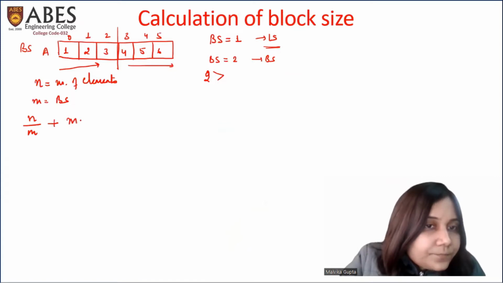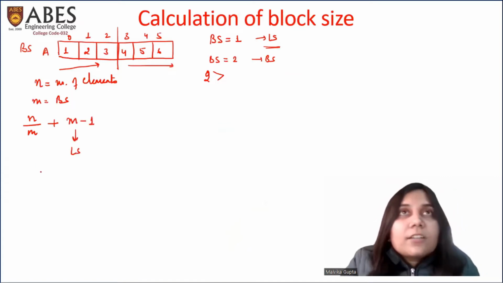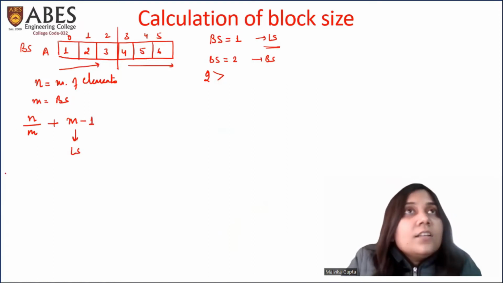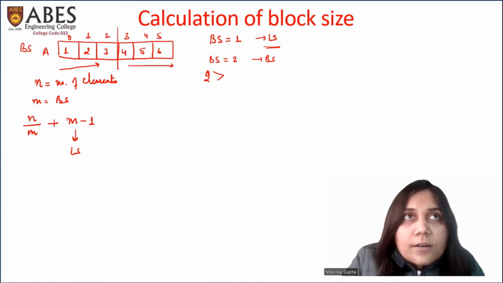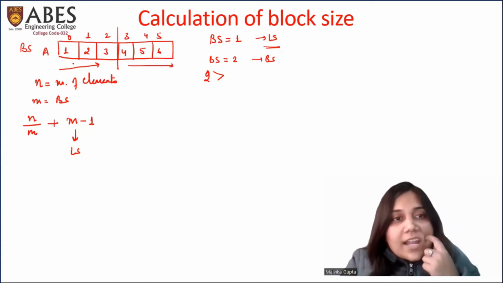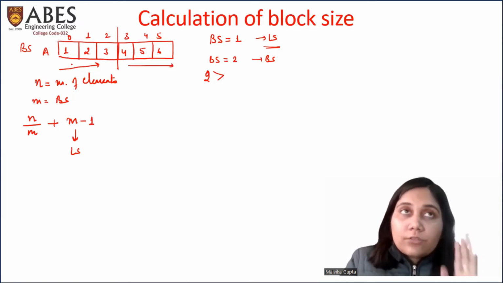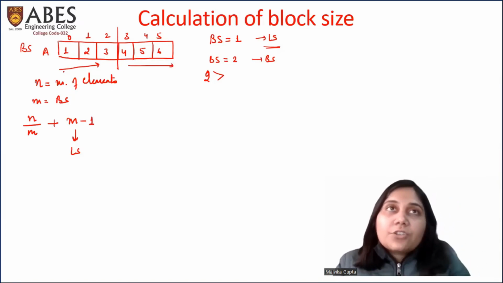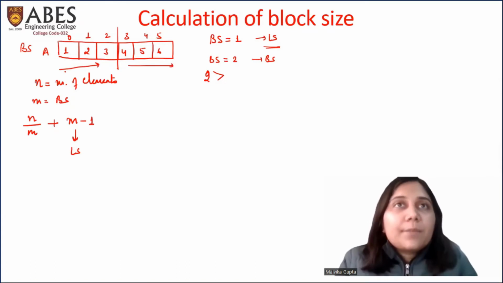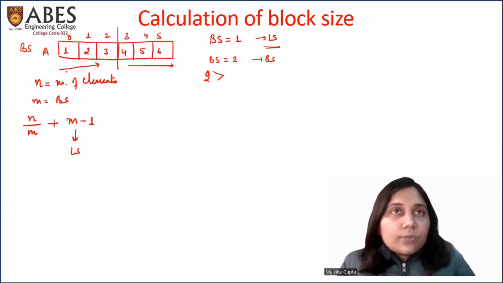So I can write it like this. This is for the linear search in that particular block, and this is the process of dividing my entire array into blocks, right? Now the question arises how I am going to calculate the block size. In this particular calculation you will also get the runtime analysis for index sequential search, so I will take both things together.